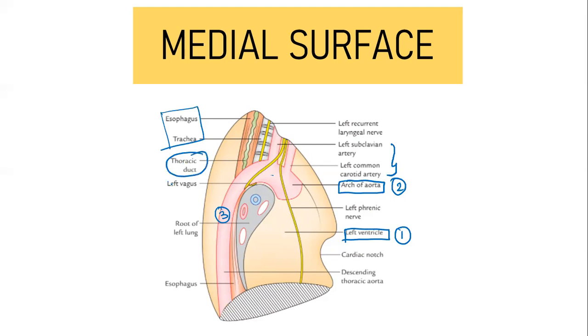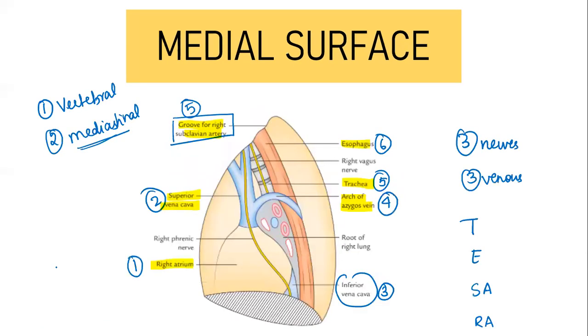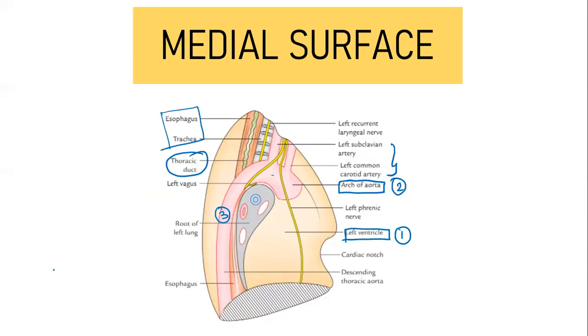There we saw azygos vein, right? Here you will not have azygos vein. Instead, you will be having thoracic duct. Then along with this, you will have 4 nerves here. There we had 3 nerves, 3 veins, trachea, esophagus. Then we had right atrium and subclavian artery. Here, you will be having left ventricle, arch of aorta, descending aorta, common carotid, subclavian artery, esophagus, trachea, thoracic duct, along with 4 nerves.